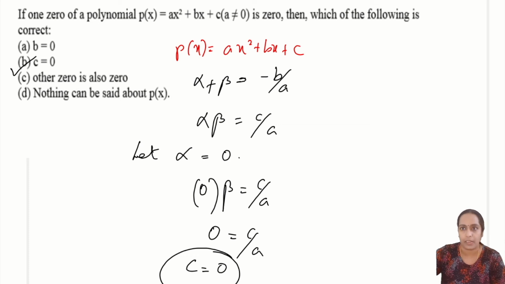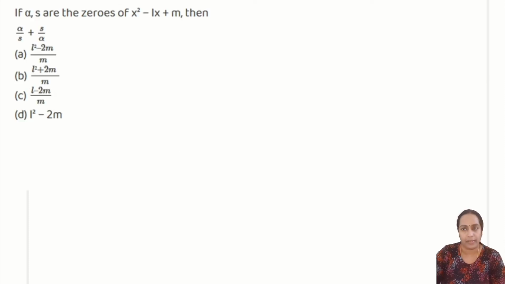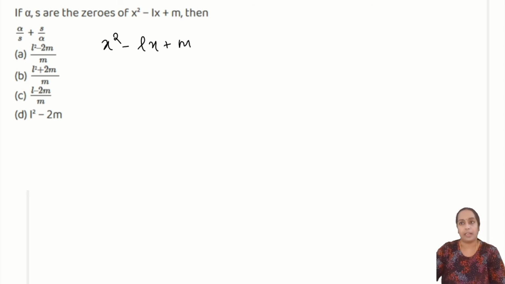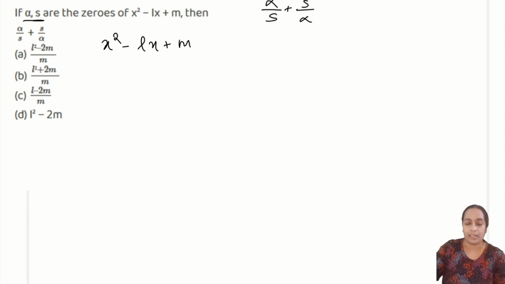The next question, question number 5. The question says, if alpha and s are the zeros of the quadratic polynomial x square minus lx plus m, then find the value of alpha by s plus s divided by alpha. When we have a quadratic polynomial, immediately we go for sum of the zeros and product of the zeros. Here alpha and s are the zeros.